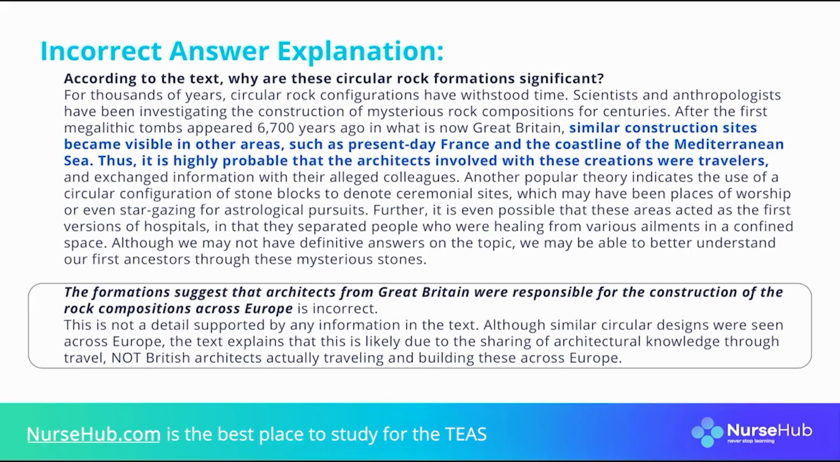So here's our next incorrect answer option. The formations suggested that architects from Great Britain were responsible for the construction of the rock compositions across Europe. So this is not a detail that's supported by any information in the text. Although similar circular designs were seen across Europe, the text explains that this is likely due to the sharing of architectural knowledge through travel, and it's not British architects actually traveling and building these across Europe.